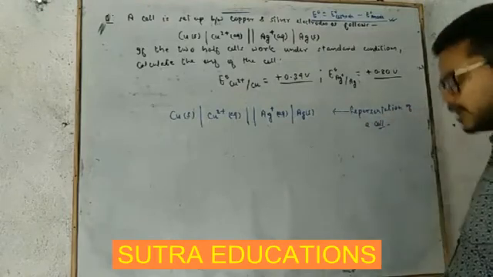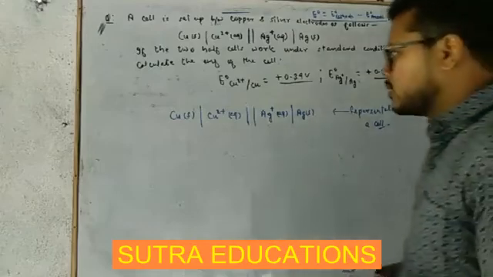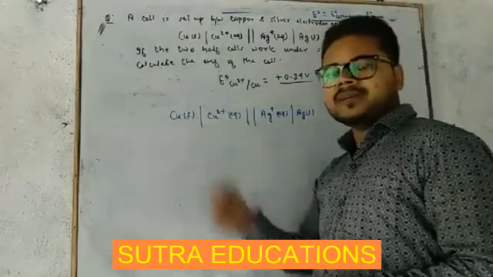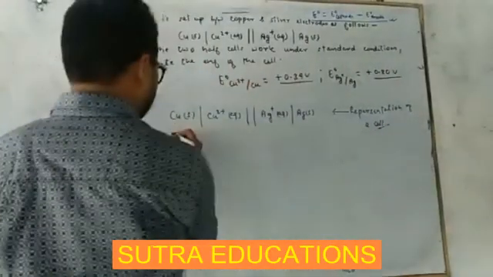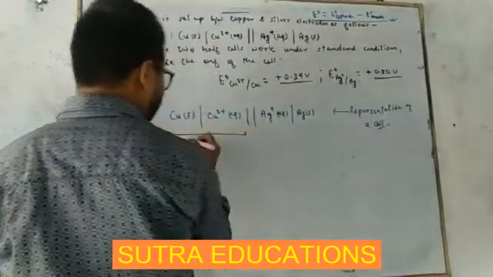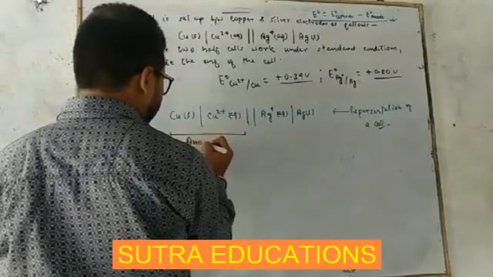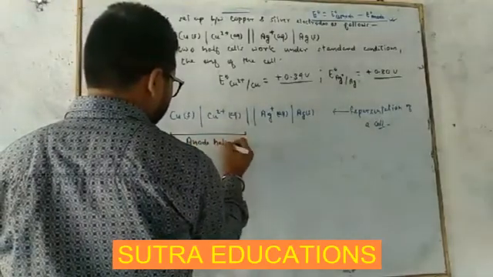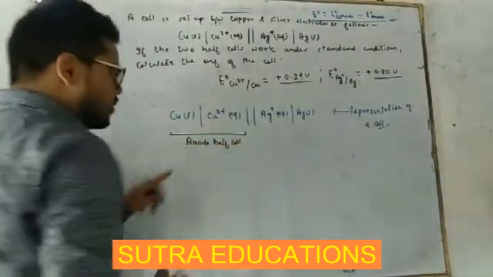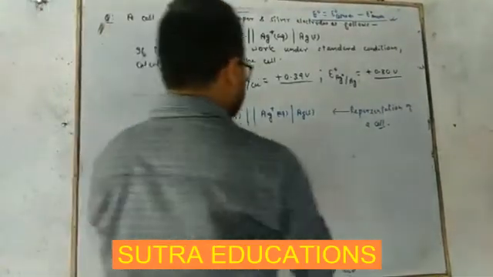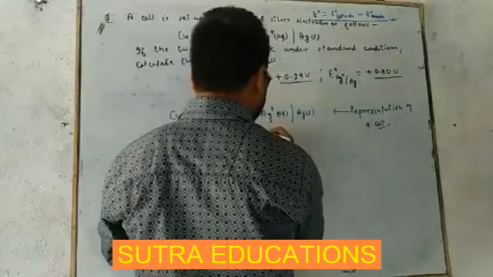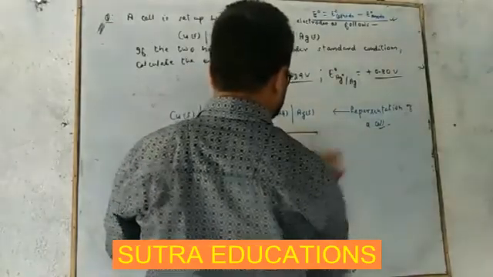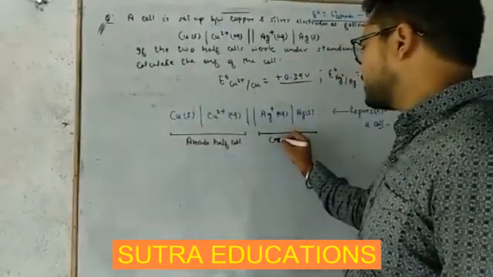Okay, and also I told you in the left side, anode half cell is represented. So from here to here, it is the anode half cell. Then in the right side, cathode half cell is represented. So this is the cathode half cell.